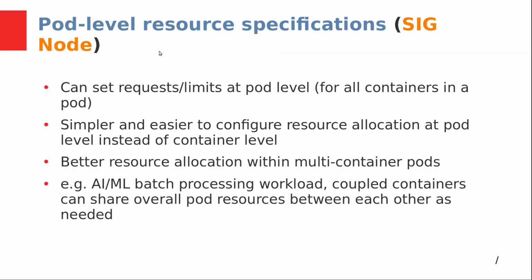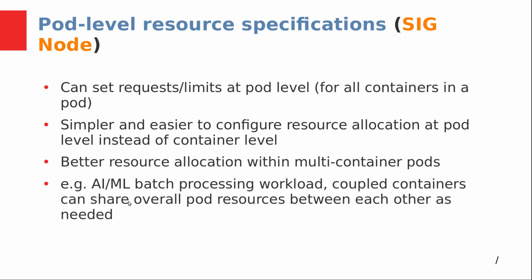The third one is pod level resource specifications coming from SIG Node. And what this means is you can now set requests and limits at the pod level. So obviously this will apply in aggregate for all the containers in a pod. So this is simpler and easier to configure resource allocation at the pod level instead of previously at only the container level. And what this means is that if you have multi-container pods, there's better resource allocation.